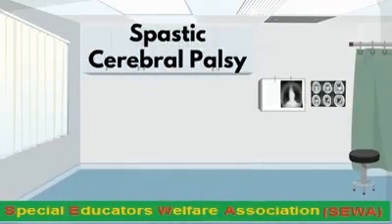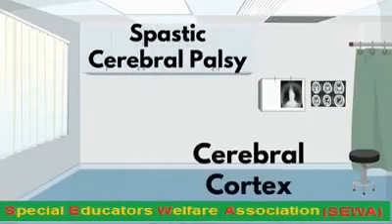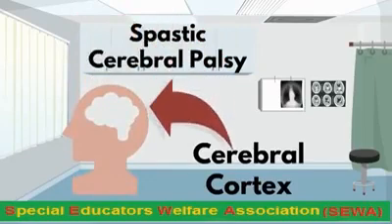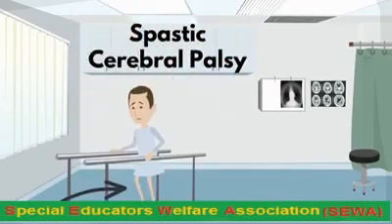For example, spastic cerebral palsy is the result of damage to the cerebral cortex, the biggest area in the brain. It causes the production of stiff muscles, which are often called spastic muscles. This is the most common form of CP.